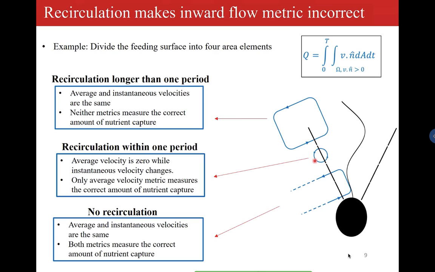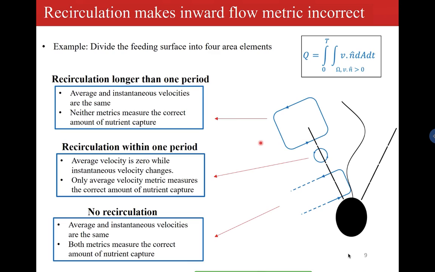Average velocity is 0 on this element, while instantaneous velocity changes through the cycle. And only the average velocity metric measures the correct amount of nutrient capture, which we expect to be 0, because it is a recirculatory flow that does not contain any new nutrient particles. Finally, on this last element, imagine that we have a recirculation longer than one period. Average and instantaneous velocities on this element are the same, and neither metric measures the correct amount of nutrient capture, which again we expect to be 0 because it's a recirculatory flow.